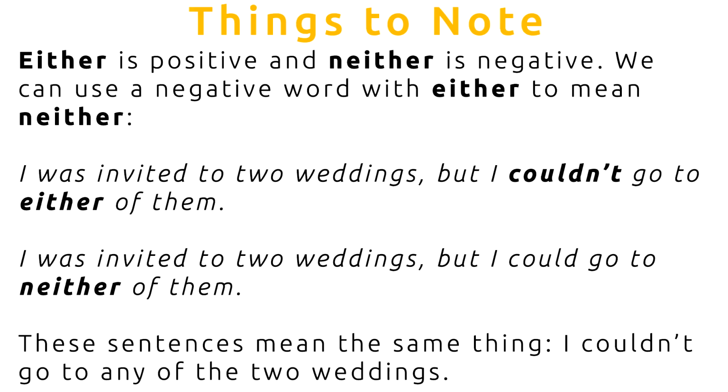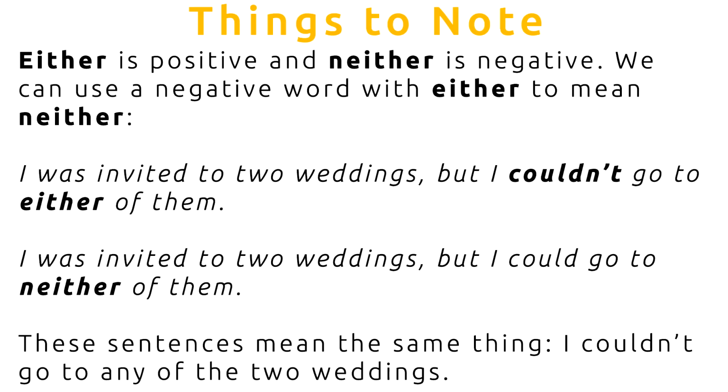And the final thing to note is this. Either is positive and neither is negative. We can use a negative word with either to mean neither. So it sounds a bit confusing, but have a look at this example. It will make it much clearer. I can say, I was invited to 2 weddings, but I couldn't go to either of them. So this means that I couldn't go to any of the weddings.